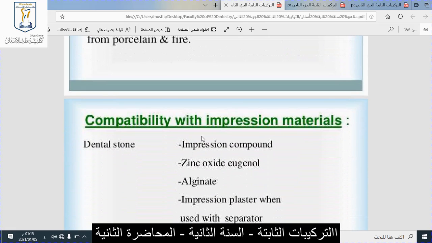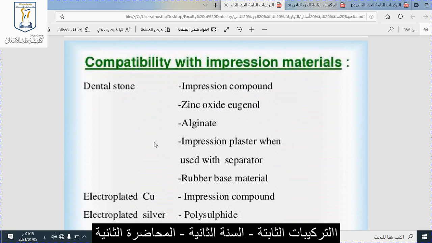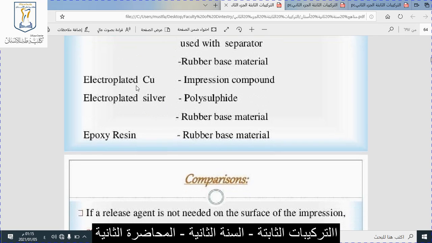Okay. Compatibility with impression material. Dental stone is used with impression compound, zinc oxide eugenol, alginate impression plaster, and when used with separators, rubber-based materials. Electroplated copper and electroplated silver are used with impression compound. So electroplated copper with sulfur-plated impression compounds, polysulfide. For epoxy resin, we have rubber-based material or rubber.